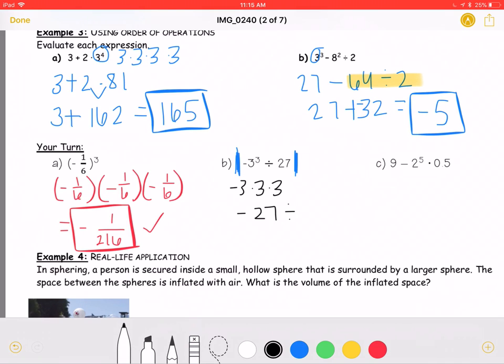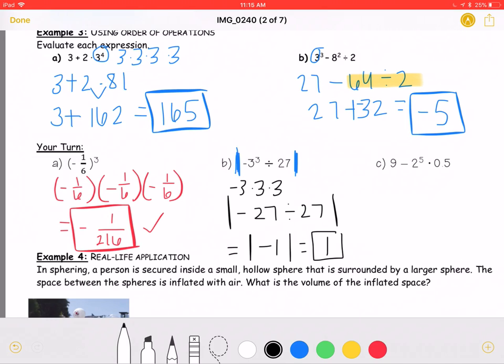And now you're doing negative 27 divided by a positive 27. Negative divided by a positive gives you a negative. 27 divided by 27 gives you 1. Now take the absolute value of that. Remember, absolute value is making everything positive. So it's a positive 1.